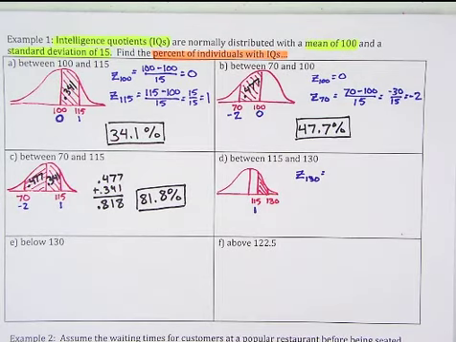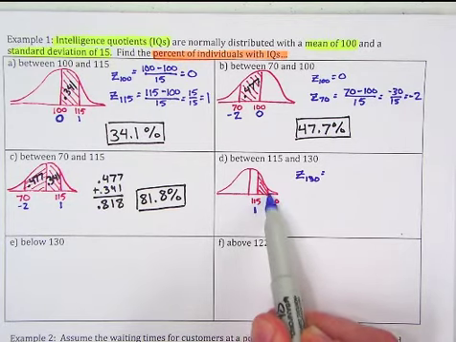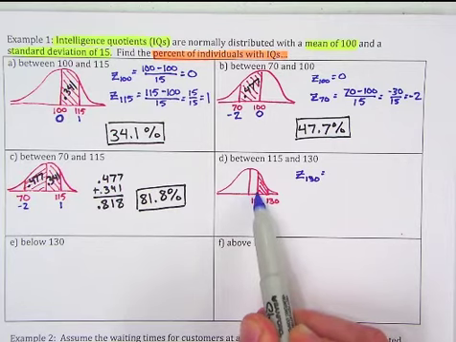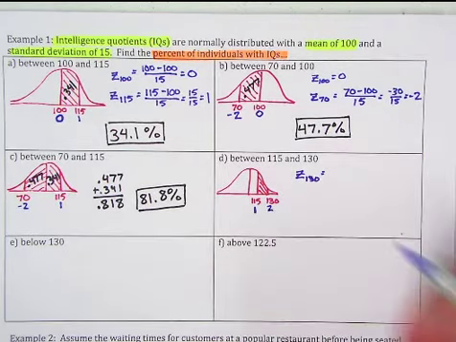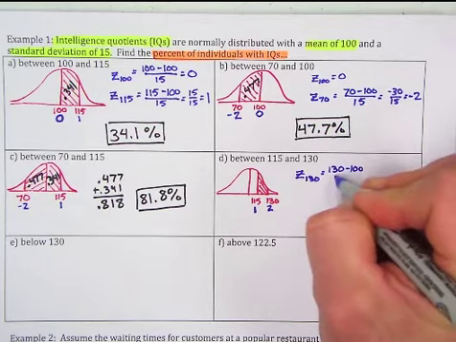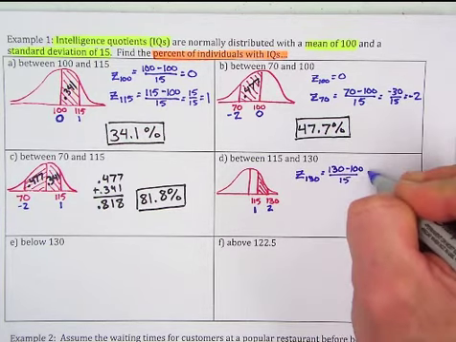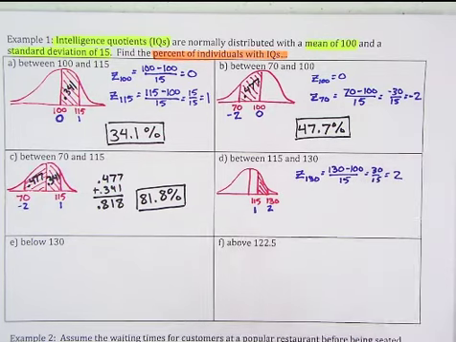Now intuitively you can probably do this. Since you know the standard deviation is 15, every 15 is another standard deviation. So 15 away is 1. Another 15 is going to be 2. So 130 is a z-score of 2. Let's just verify that with our formula here. 130 minus 100 over 15 is 30 over 15, which is indeed 2.